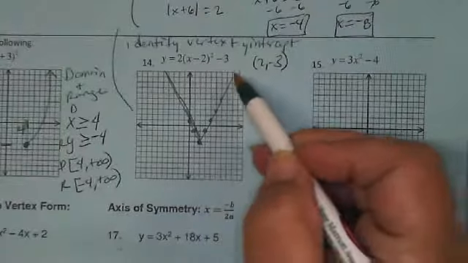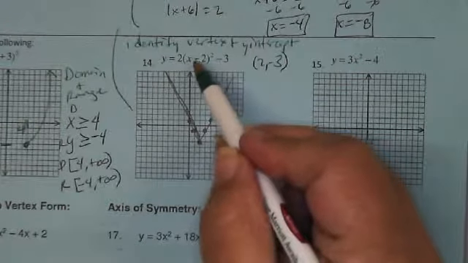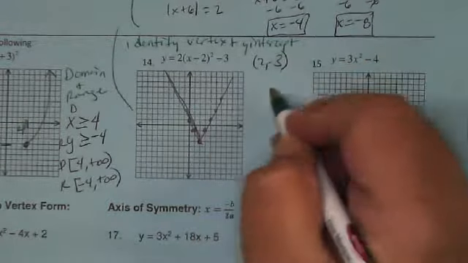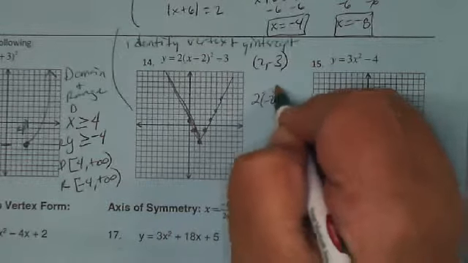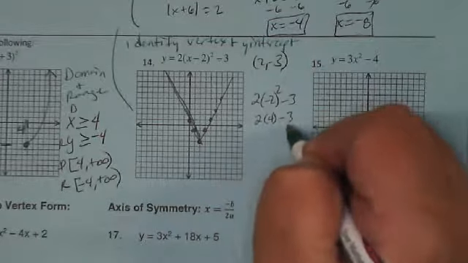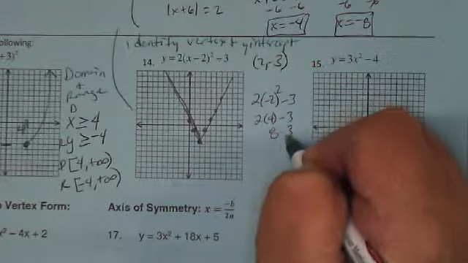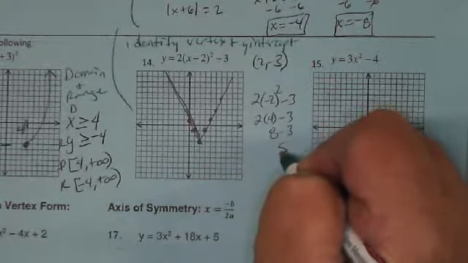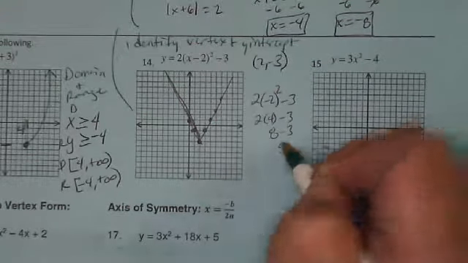Okay. What if I asked for the y-intercept here? Well, the y-intercept is when x is 0. So this would be 2 times negative 2 squared minus 3. So it would be 2 times 4 minus 3. 2 times 4 is 8. 8 minus 3 would be 5.